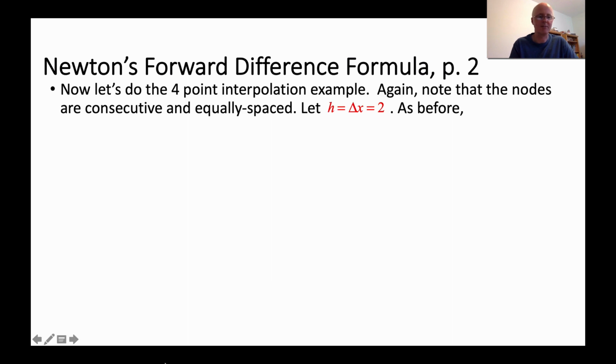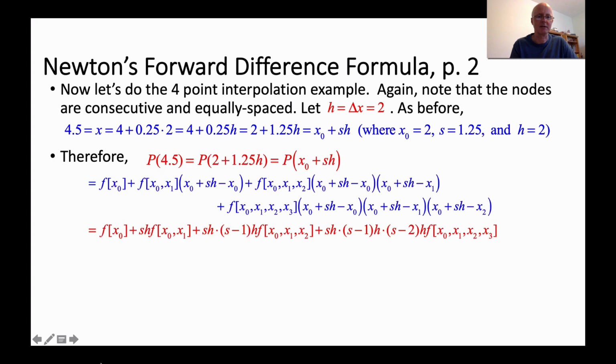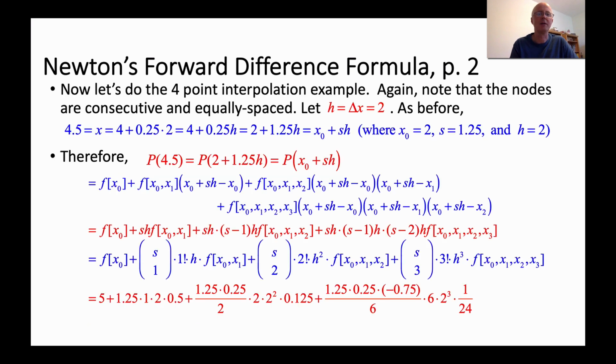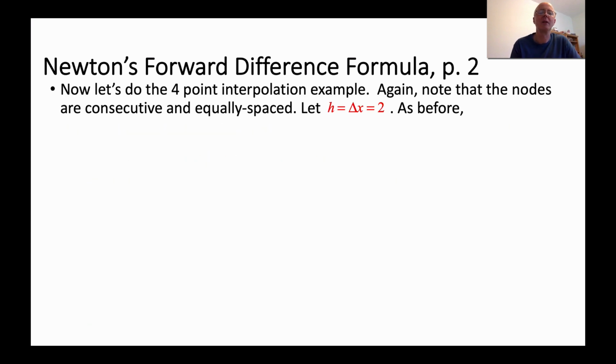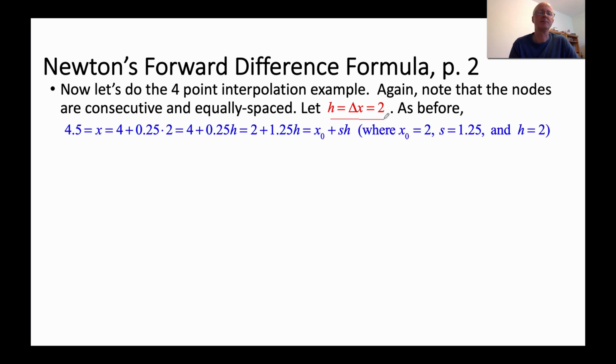Is this the last slide I'm forgetting? There might be one more slide after this. Yeah, okay. Almost the last slide. Now let's do the 4-point example. I will go quicker through this one. Again, note that the nodes are consecutive and equally spaced. That is important for this formula to work. I forgot to mention that. h is once again still equal to 2. As before, 4.5 can be thought of as x0 plus sh, where s is 1.25.